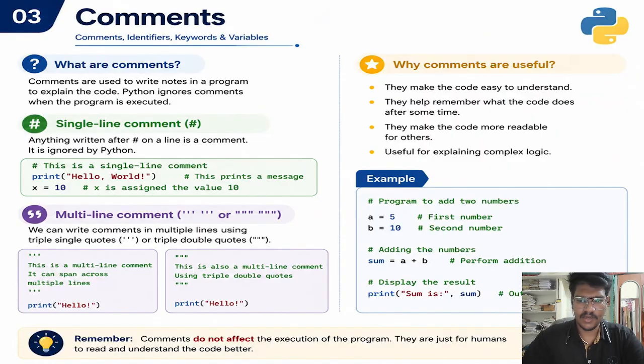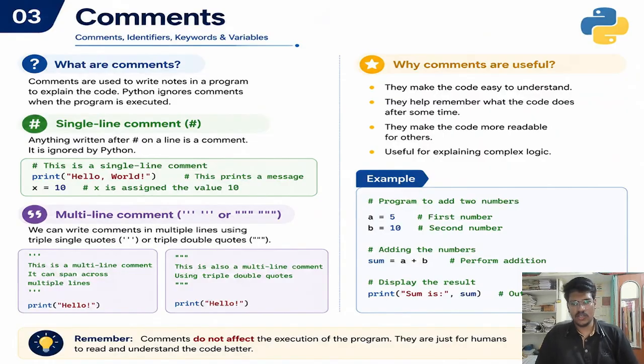Here, I have given a simple program, a program to add two numbers. A is equal to 5, B is equal to 10, then with a hash I have written a first number comment, a second number comment, and then here again a comment. Here we have comments explaining what each variable is and what the program is doing. This makes the code self-explanatory.